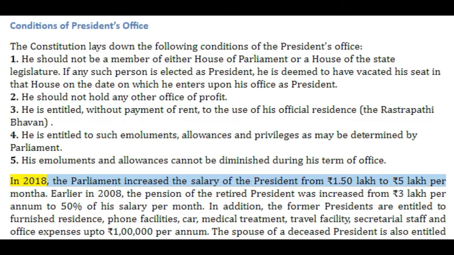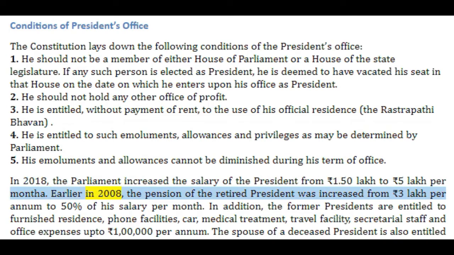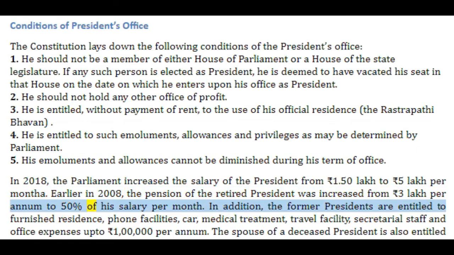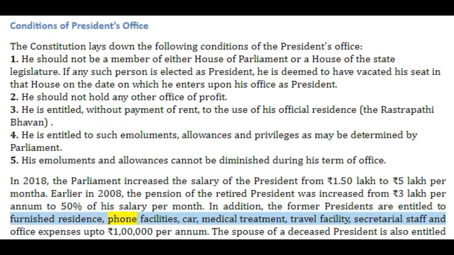In 2018, the Parliament increased the salary of the President from 1.50 lakh rupees to 5 lakh rupees per month. Earlier in 2008, the pension of the retired President was increased from 3 lakh rupees per annum to 50% of his salary per month. In addition, the former Presidents are entitled to furnished residence, phone facilities, car, medical treatment, travel facility, secretarial staff, and office expenses up to 1 lakh rupees per annum.